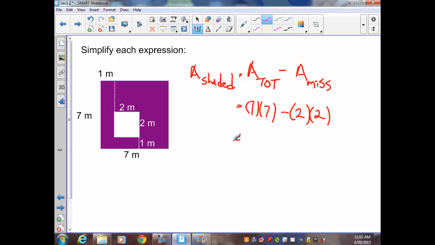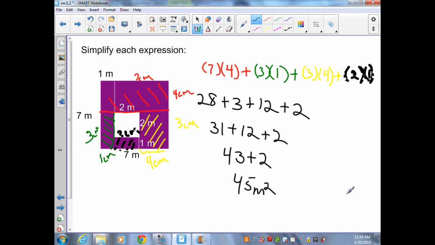Order of operations, 7 times 7 is 49. Copy down the minus sign. 2 times 2 is 4. Subtract, and I get 45 meters squared. Now I have to use the second method, which is to break up my shape into chunks.